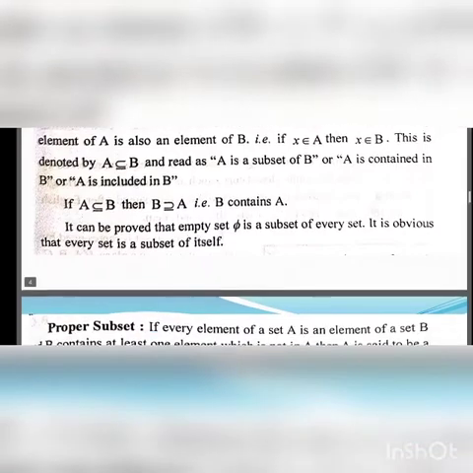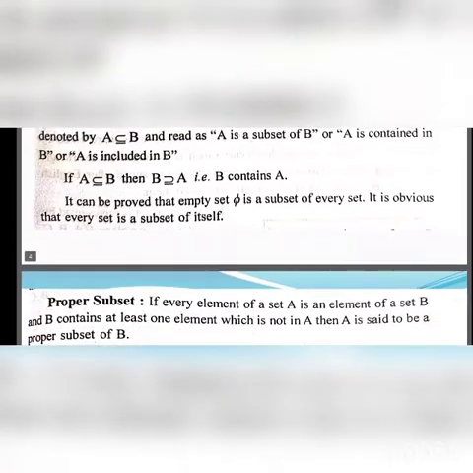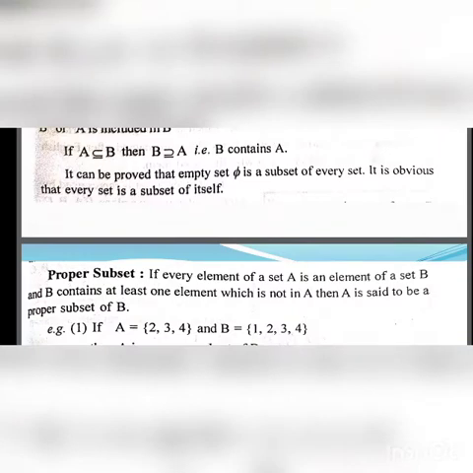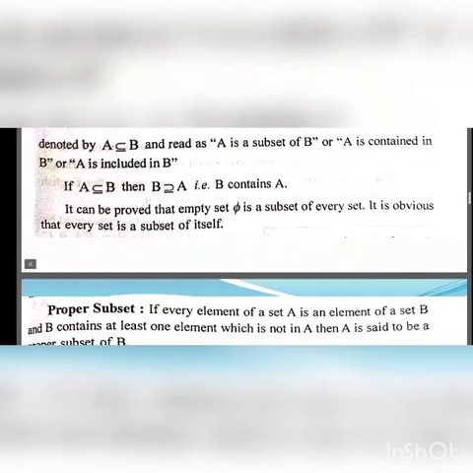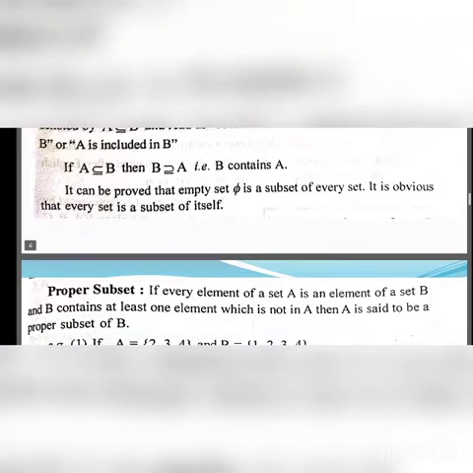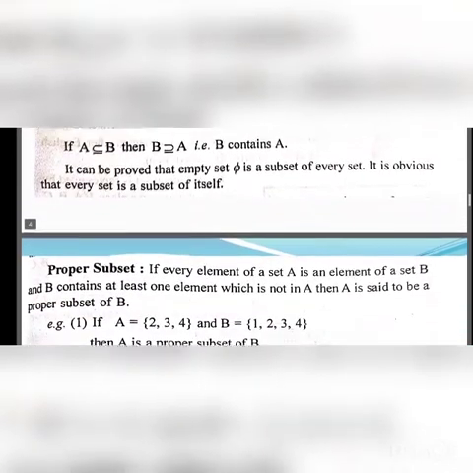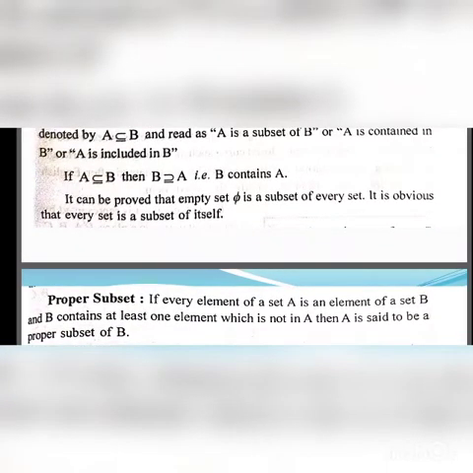It can be proved that the empty set phi is a subset of every set. It is obvious that every set is a subset of itself also. Note that phi is a subset of every set, and every set is a subset of itself also. Means what? A is a subset of A, B is a subset of B, means itself is a subset of that set.